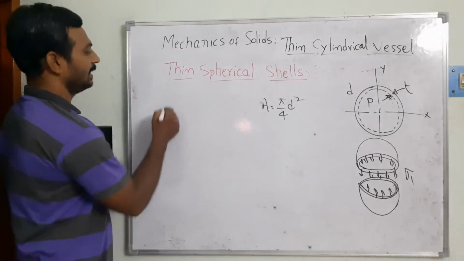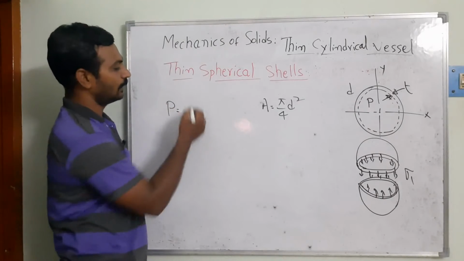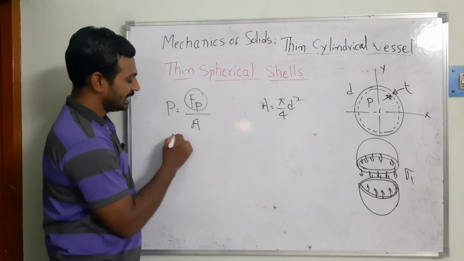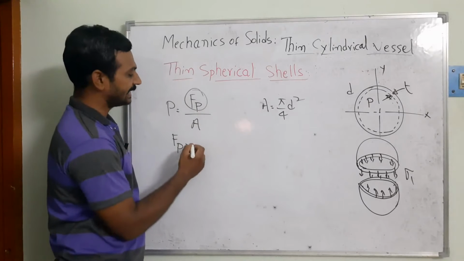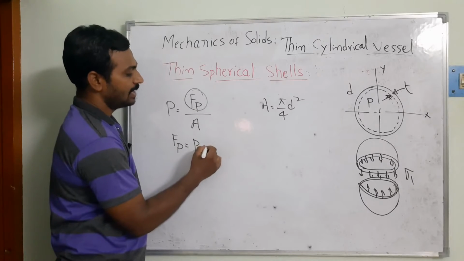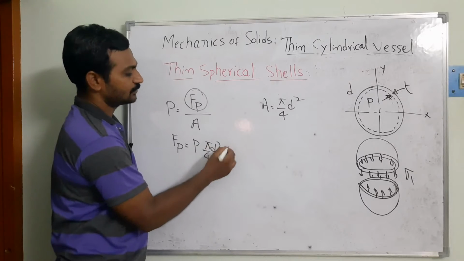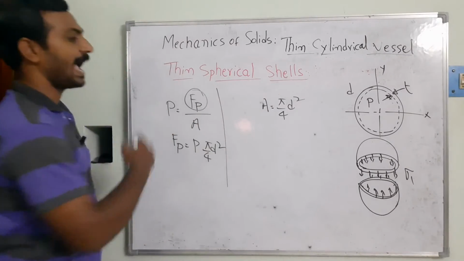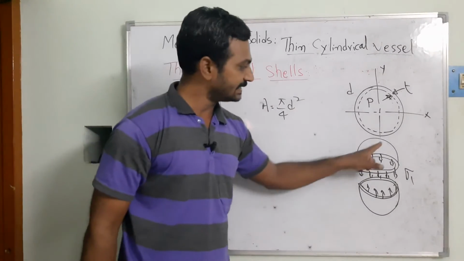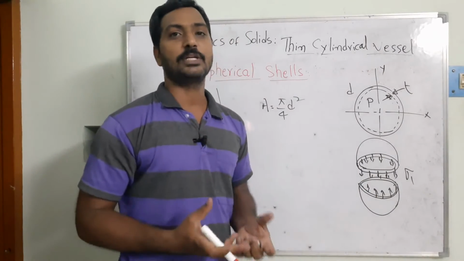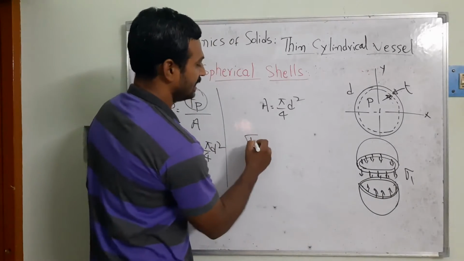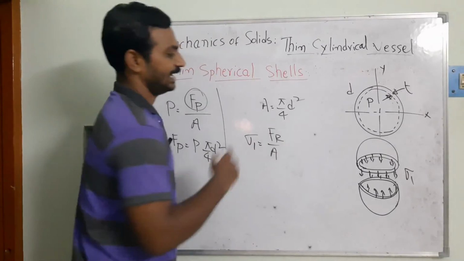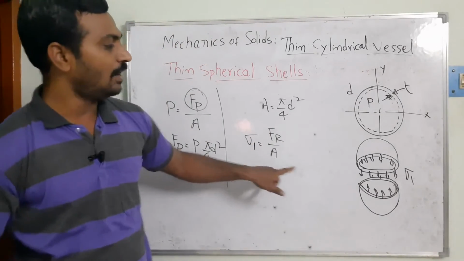The pressure of the fluid is equal to the pressure force divided by area. So the force exerted on the inside wall is P into pi by 4 d square. This is the pressure force acting inside the material. Automatically the shell is subjected to certain resistance forces. Taking the circumferential stress sigma 1 equal to the resistance force by area, can you tell me which resistance area we have to consider?